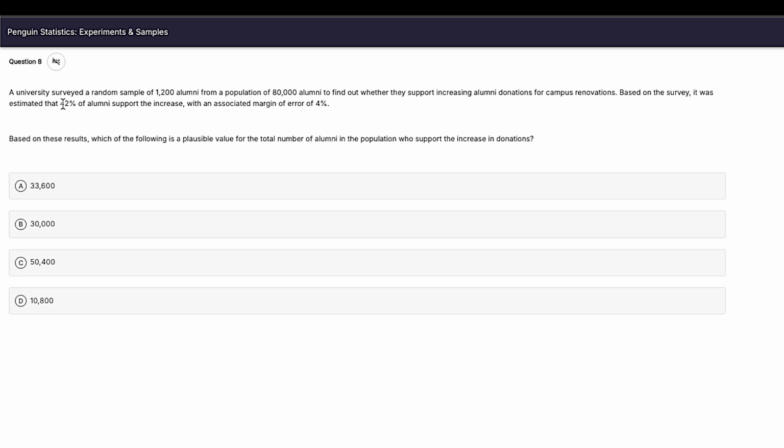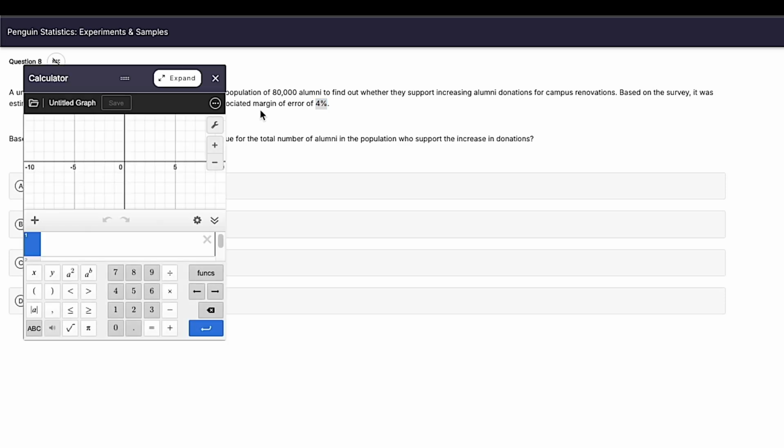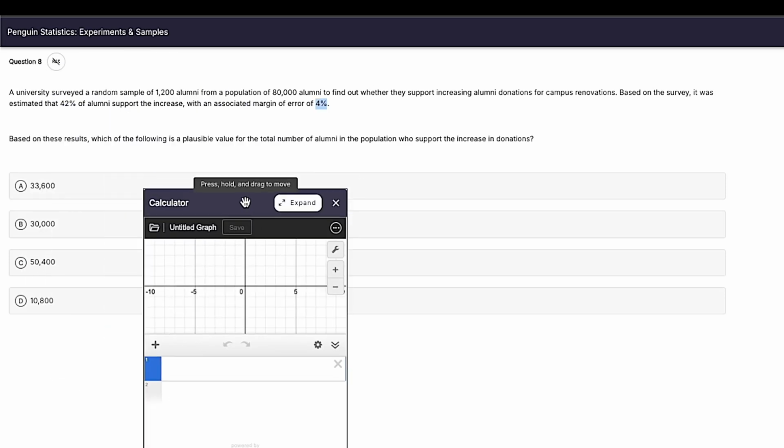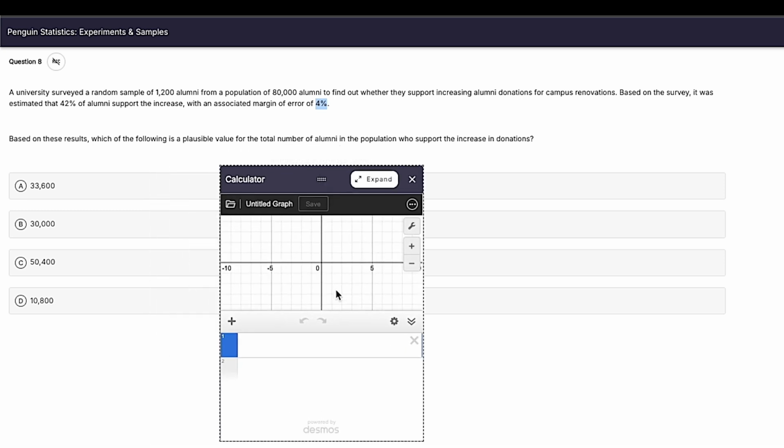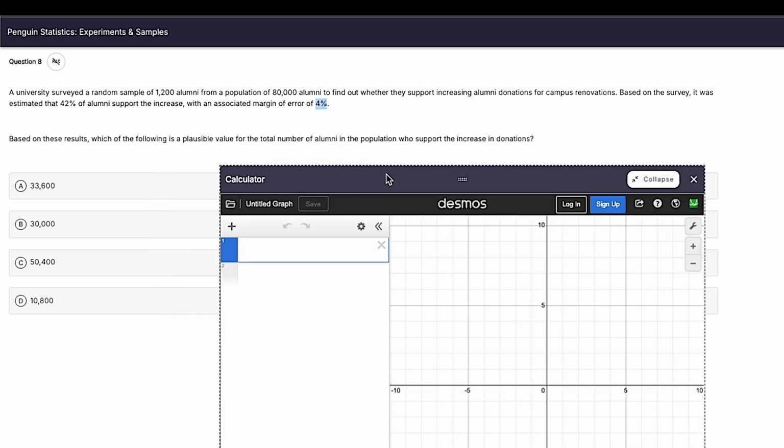The estimation was that 42% of alumni supported the increase, which means we could basically project that to our population. Now, it does say there's a margin of error of 4%, so we want to include that as well. And because this is percentages, I'm just going to use that percentage rather than do any sort of proportional thing. And we'll just use Desmos, because why not?